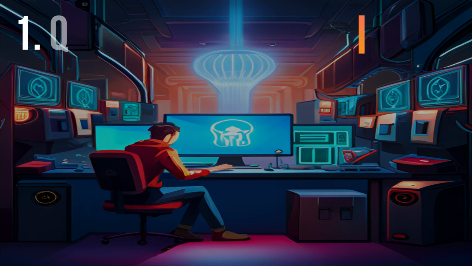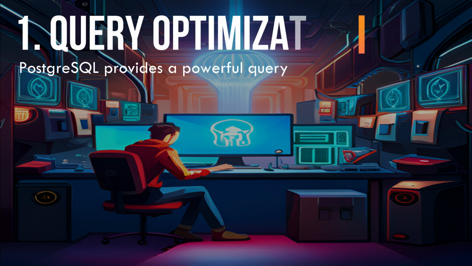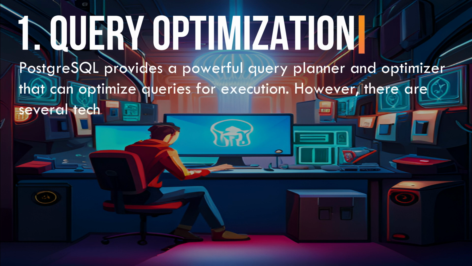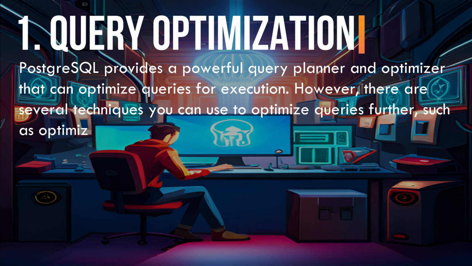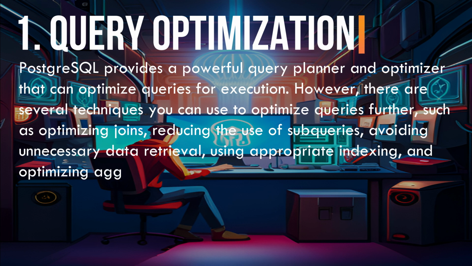1. Query optimization. PostgreSQL provides a powerful query planner and optimizer that can optimize queries for execution. However, there are several techniques you can use to optimize queries further, such as optimizing joins, reducing the use of subqueries, avoiding unnecessary data retrieval, using appropriate indexing, and optimizing aggregate functions.